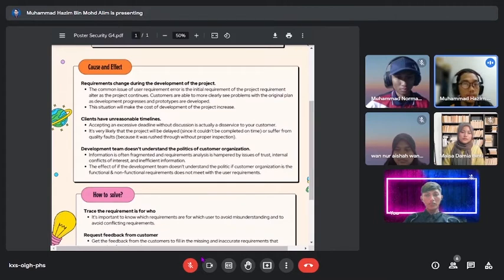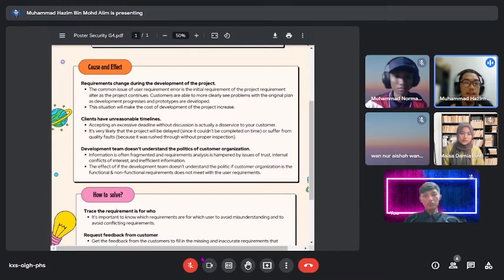So I will continue with the next point for the cause and effect of user requirement error. The next point is that the development team doesn't understand the politics of the customer organization. According to the researchers Bolman and Deal, an effective manager is one who views the organization as a contested arena and understands the importance of power, conflict, negotiation, and coalition.